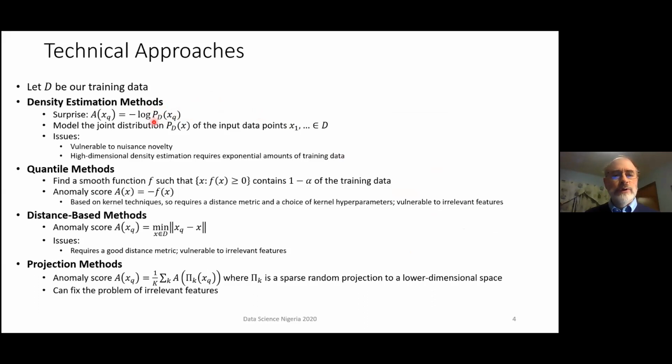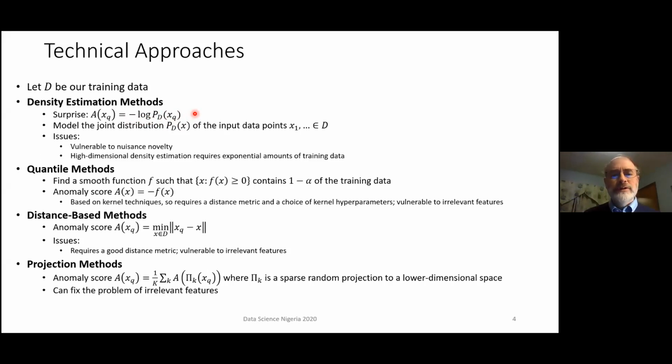We'll try to learn this P of D, this probability density over the data set D. What is the distribution? We'll build a probabilistic model of our data. The idea, of course, is that it should assign high probability to points from our training set and low probability everywhere else. Then we can use what's called, in information theory, the surprise, which is the minus log likelihood of a data point. Given a query xq, a new point, we calculate its probability, p of xq, and then we take its logarithm and negate it.